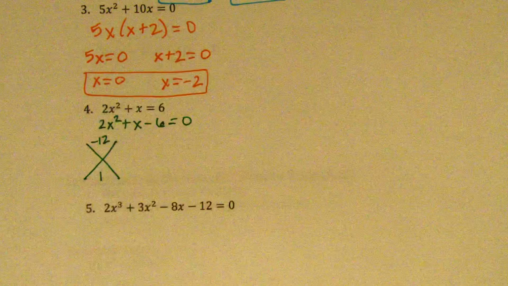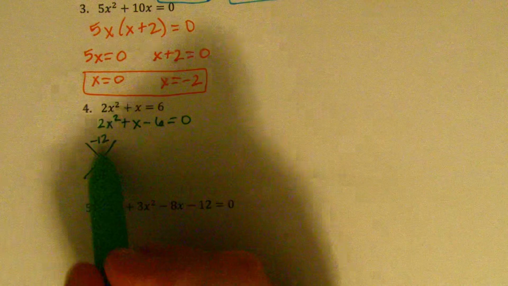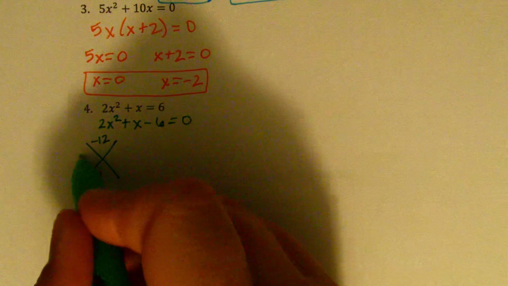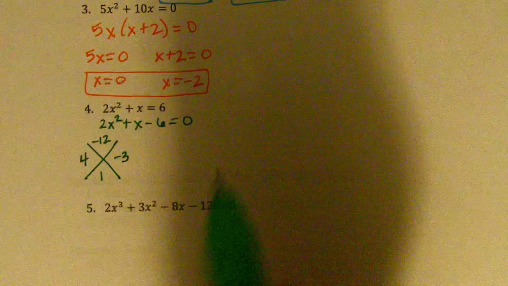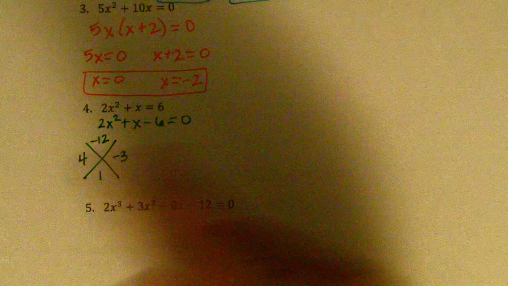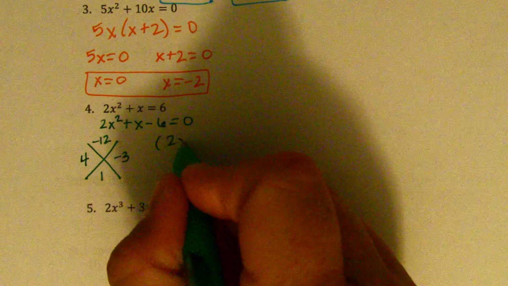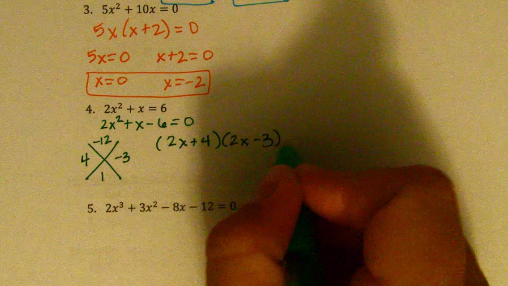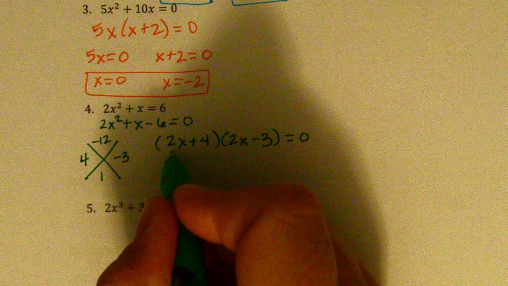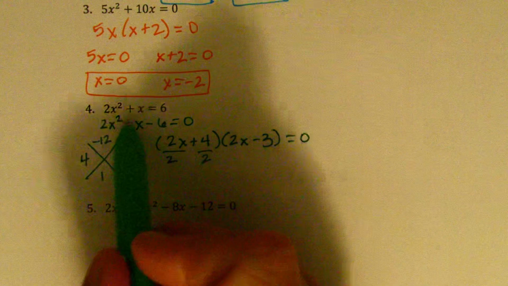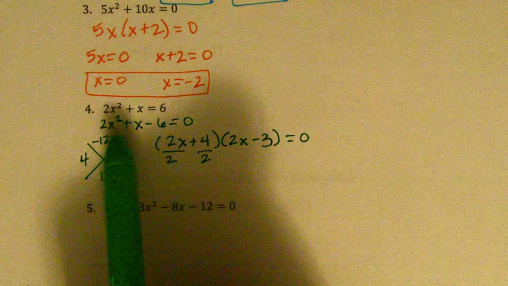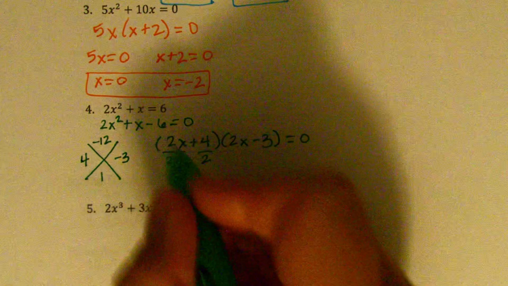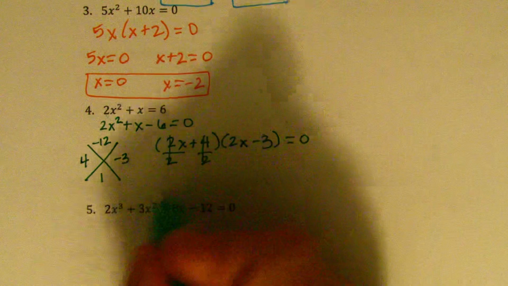And then I have my b value is 1. I'm looking for two numbers that multiply to negative 12 and add to 1. 4 and negative 3 multiply to negative 12 and add to positive 1. So 2x plus 4 and 2x minus 3 equal to 0. Taking out the trash here, and I just realized I didn't talk about pulling out the GCF. That's because there was no common factor here, but if there was, I would need to pull it out.